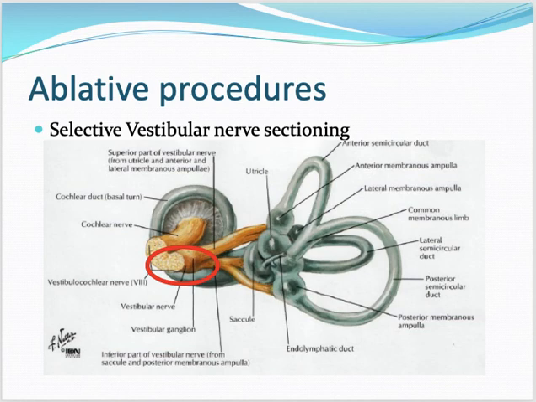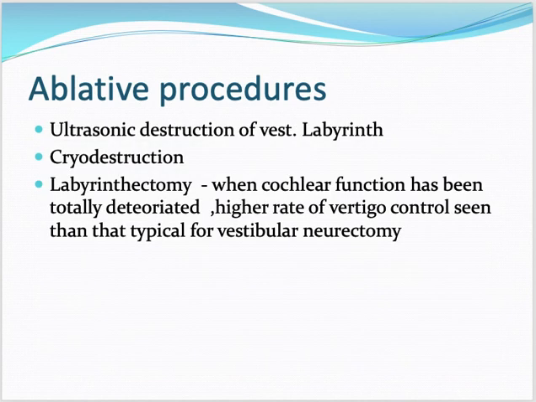We can section the nerve, but of course at the cost of not having this function intact. When something goes wrong, you take out the connections of that. So ultrasonic destruction of the vestibular labyrinth, cryodestruction, or labyrinthectomy, the removal of that structure, can be done.